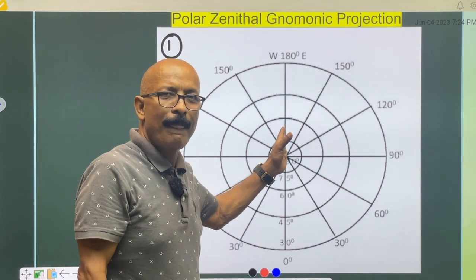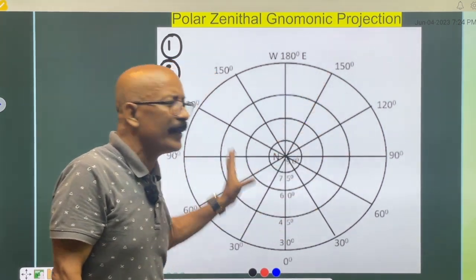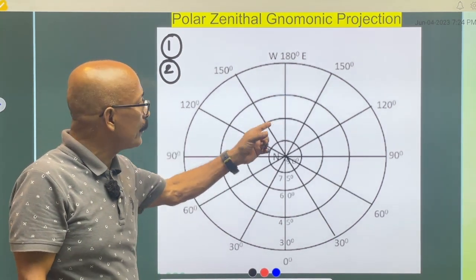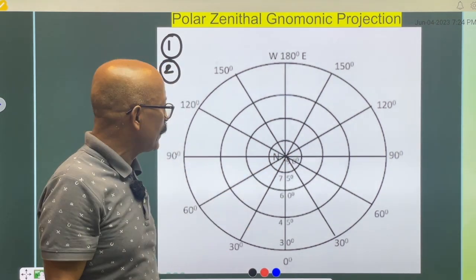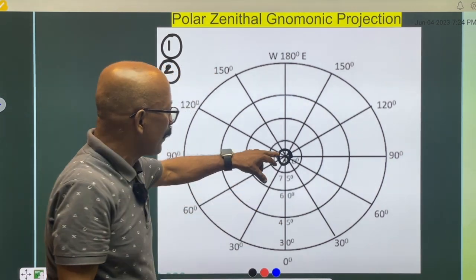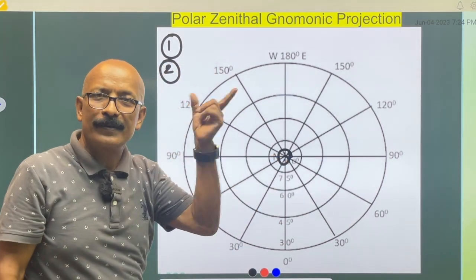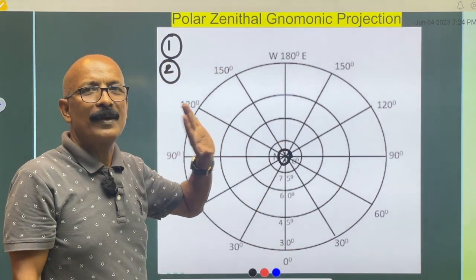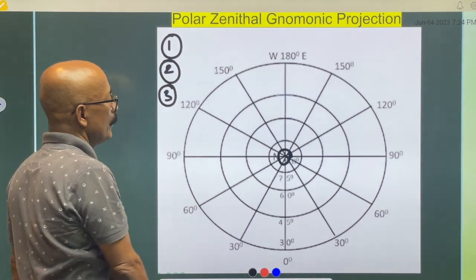It is the same, nothing to mind, nothing to study, just observe what is happening in this projection. It is sufficient to keep in your mind the definitions of parallels and meridians and what the properties are. So meridians are straight lines radiating from a common center. Meridians are straight lines radiating from the center of the projection. Number three.